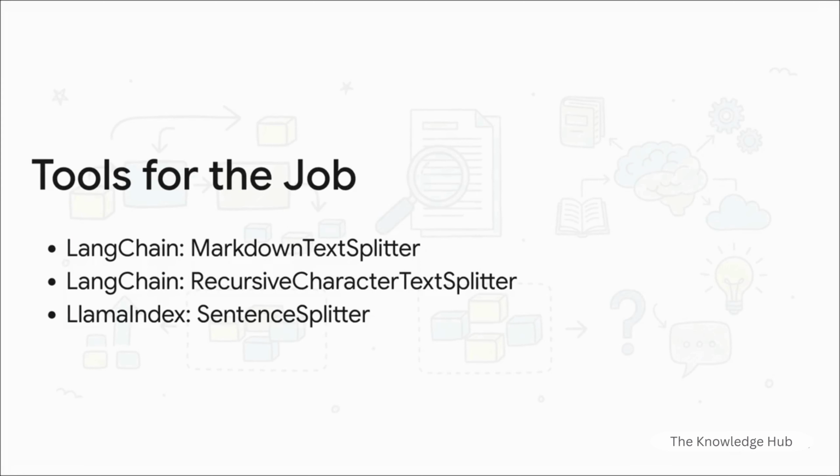And the best part is you don't have to build all this from scratch. The big libraries like LangChain and LlamaIndex already have tools that are perfect for this. You can use a markdown splitter that understands headers, or a recursive splitter that cleverly works its way down from paragraphs to sentences, all while letting you add that crucial overlap.